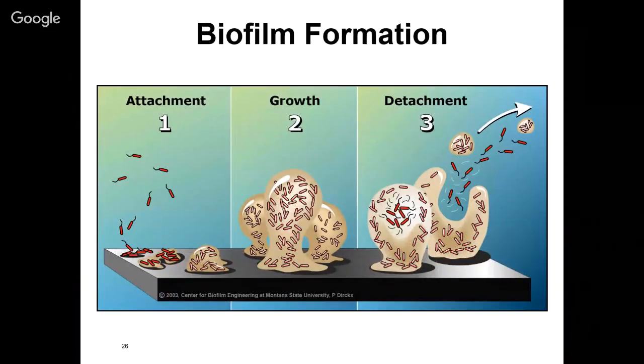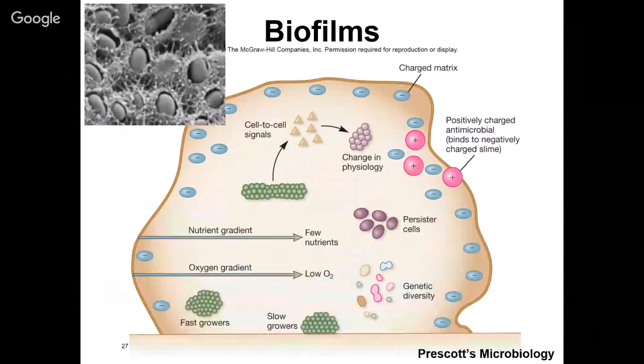Okay, so the three stages of biofilm are what? Attachment, growth, and detachment. Yep, attachment, growth, and detachment. They go off and find somewhere else to go. Okay, and then this one here just shows, again, how biofilms are formed and where the different microbes are going to be embedded in here, depending on what environments they like. That's what we learned.